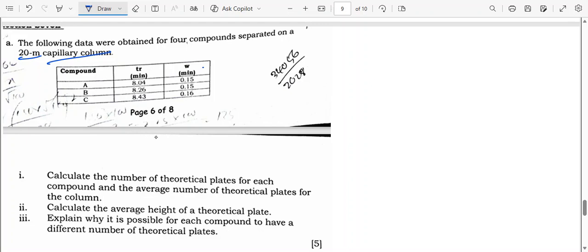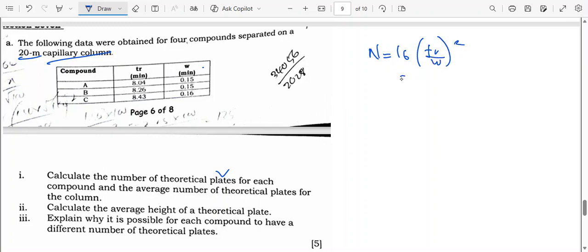All right, so the formula is: calculate the number of theoretical plates, which is N. N is given as 16 times the retention time tR over W, then squared, like that.